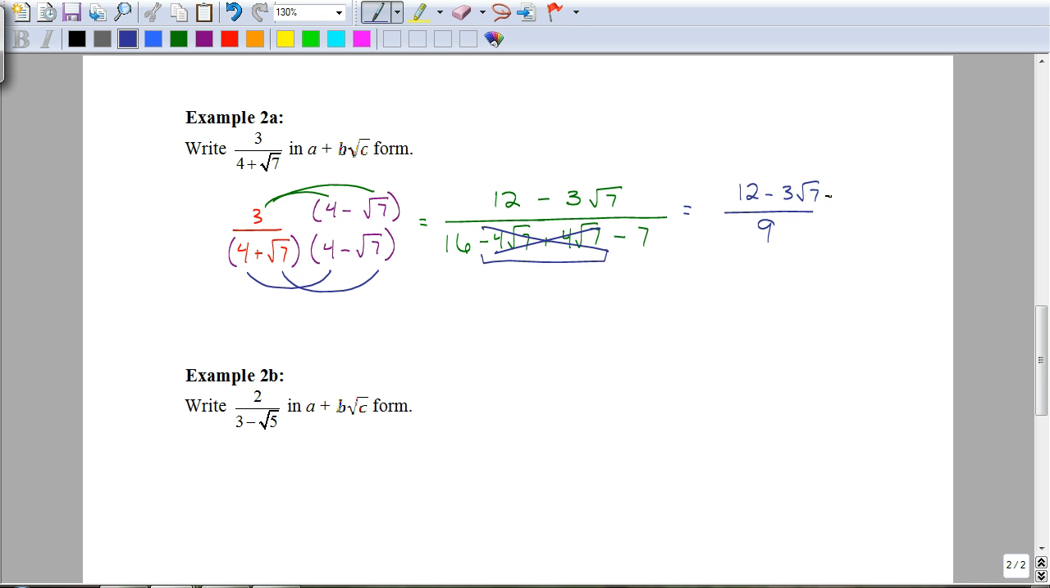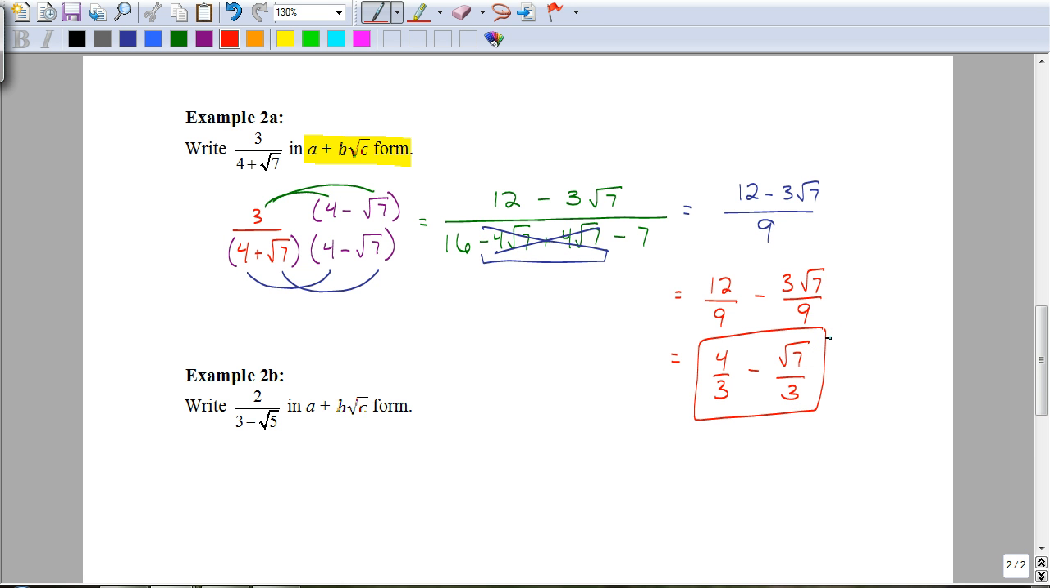Now your book is going to ask you to write it in a plus b square root of c form, meaning we want to take this really big fraction and break it apart in two pieces so we can see if it can be reduced at all. So when I do that, I'm going to take the 12 ninths minus 3 square root of 7 over 9. So now I have two little fractions, and now let's reduce those. 12 ninths reduces to 4/3. 3 ninths reduces to 1/3, so that'll be square root of 7 over 3.